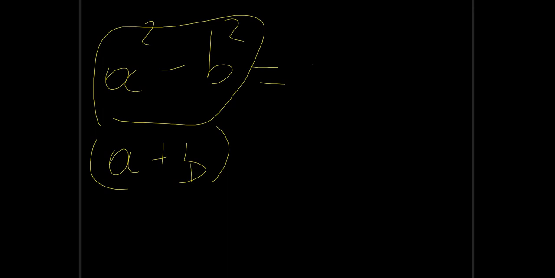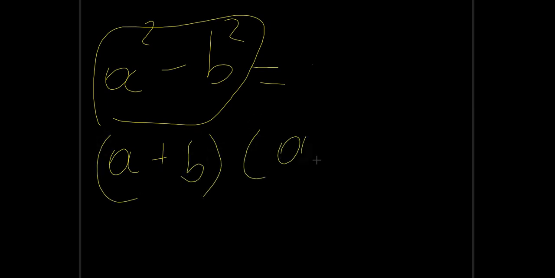bracket, let me write this properly, b, and we have the other one. So this is actually coming from what we call difference of two squares, and we proved this concept in the previous video. But let us try to understand, what does it mean to be the difference of two squares?